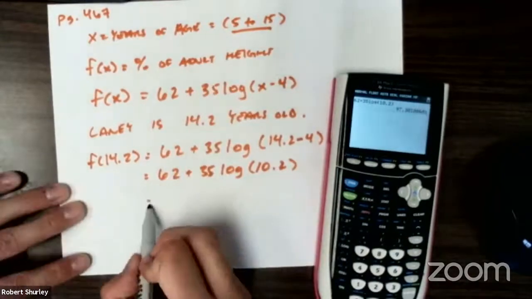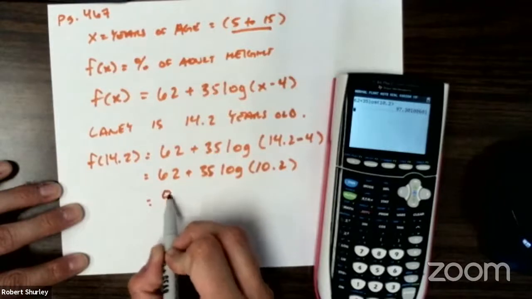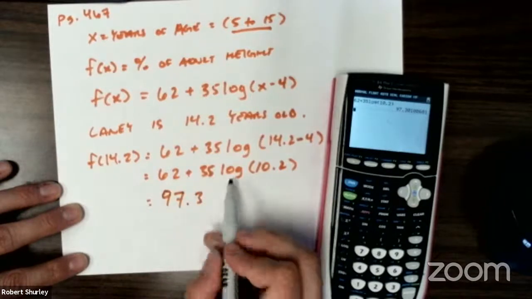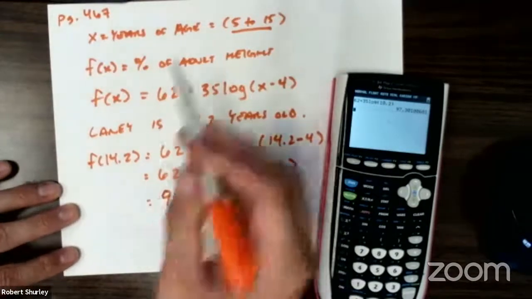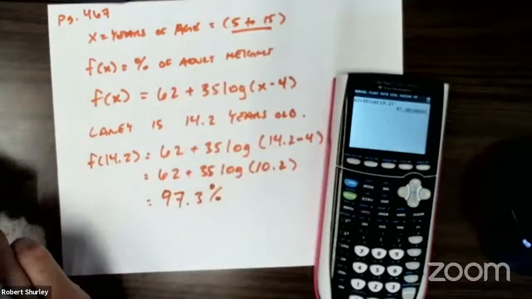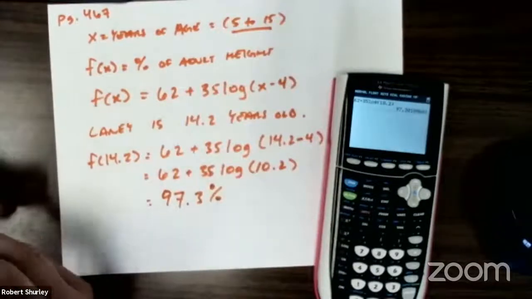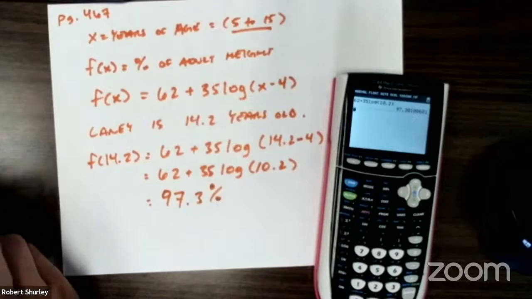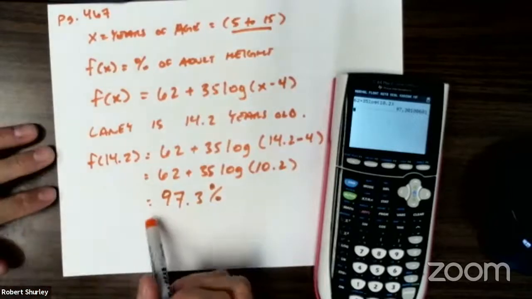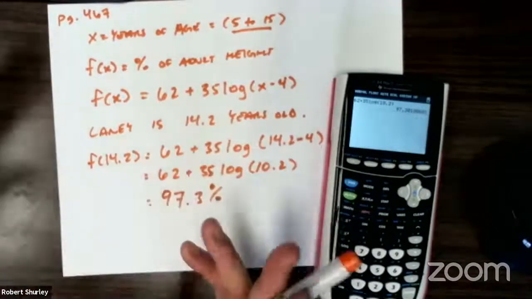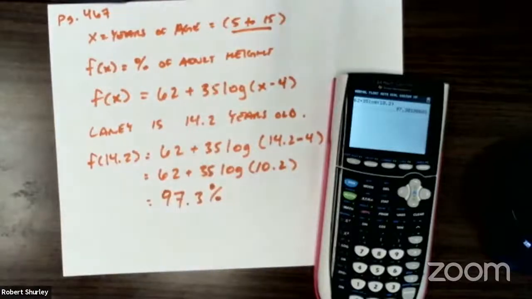97.3. She's very close. So 97.3%. So Lainey, because she's so close to 15, and girls typically stop growing at 15, 16, something in that range. Lainey has reached, on average, because this is just a model, it doesn't work for everybody, realize that, 97.3% of her height.